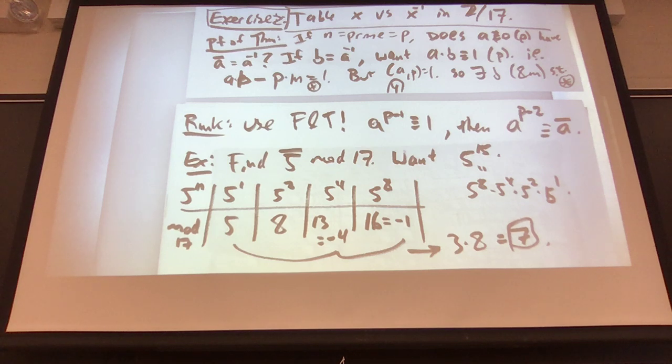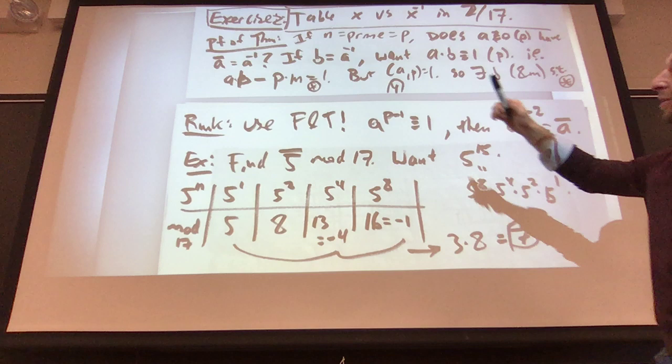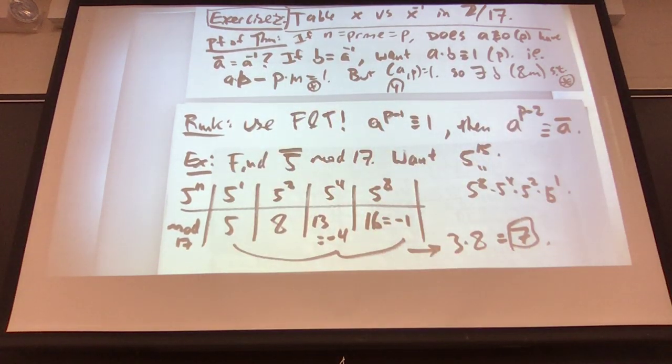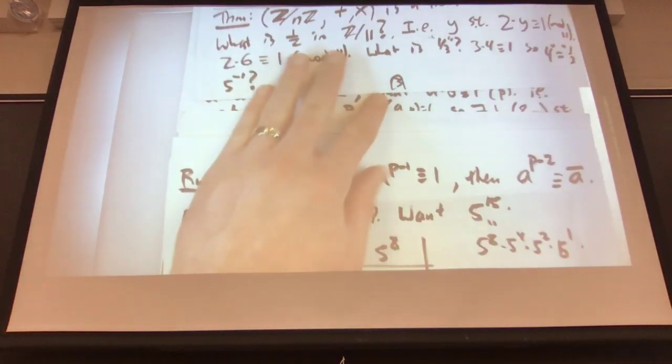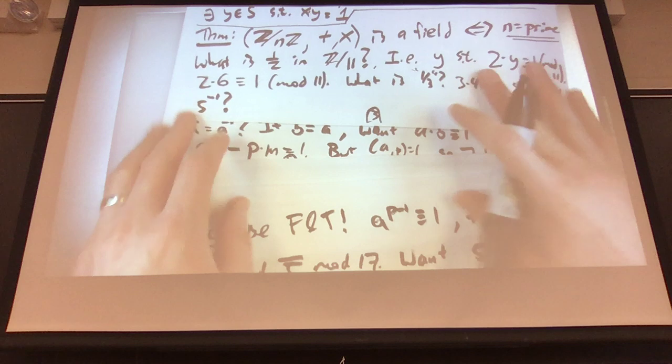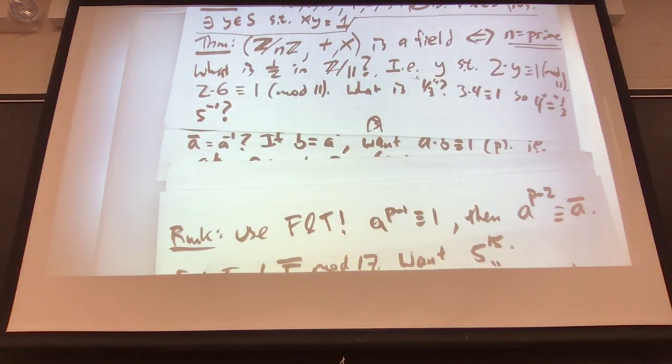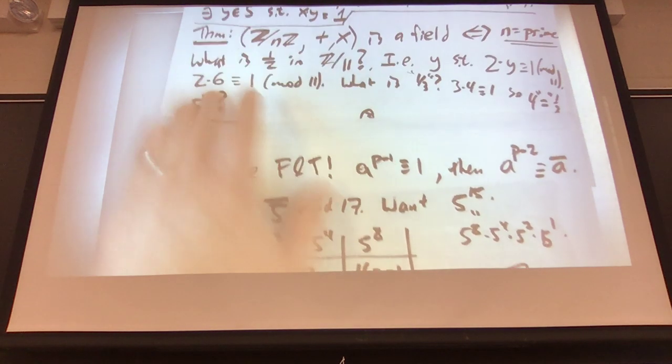Okay, so the first part of the proof of the theorem is that if you have a prime, then every element is indeed invertible. The second part of the theorem. The theorem says you have a field if and only if n is prime. So if n isn't prime, what can't you invert? Anything that's not coprime. Okay?